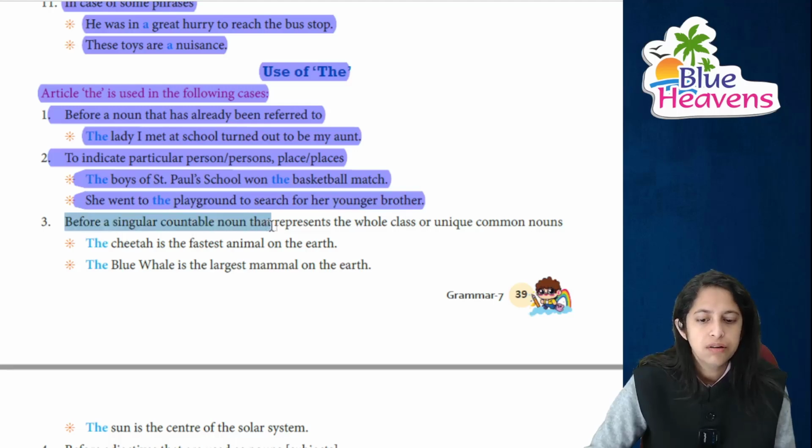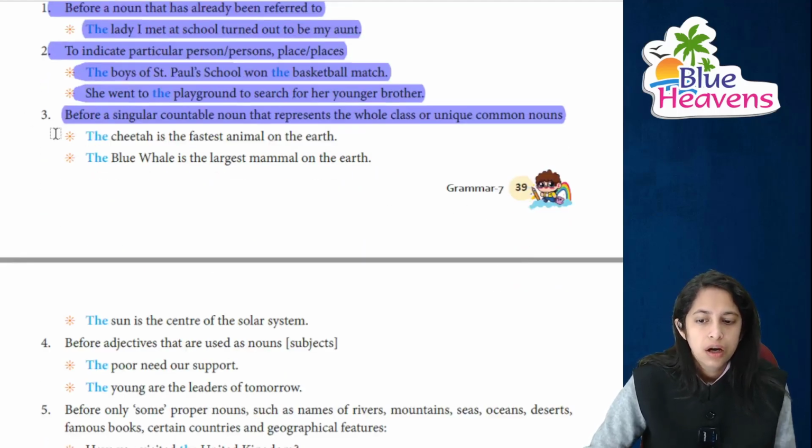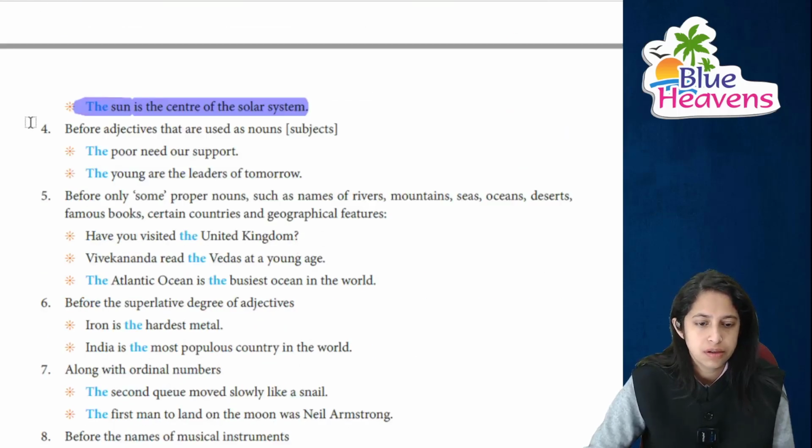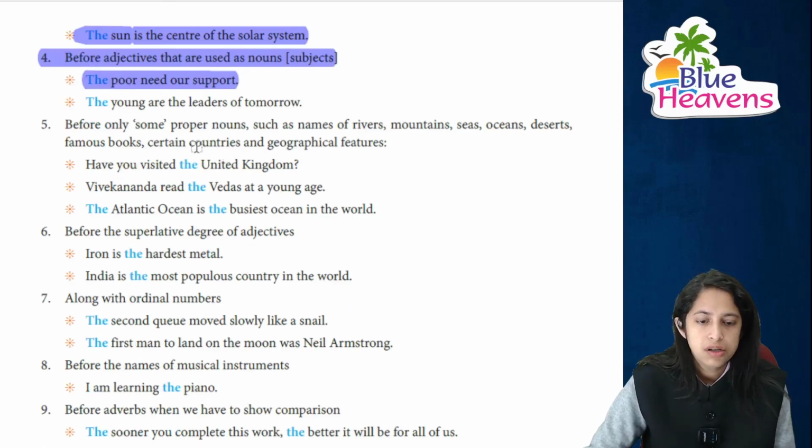Next is before a single countable noun that represents the whole class, and of course a unique and common noun. This is the cheetah is the fastest animal on the earth. The blue whale is the largest mammal on the earth and the sun is the center of the solar system. Before adjectives that are used as nouns, जैसे कि the poor need your support. The young are the leaders of tomorrow.